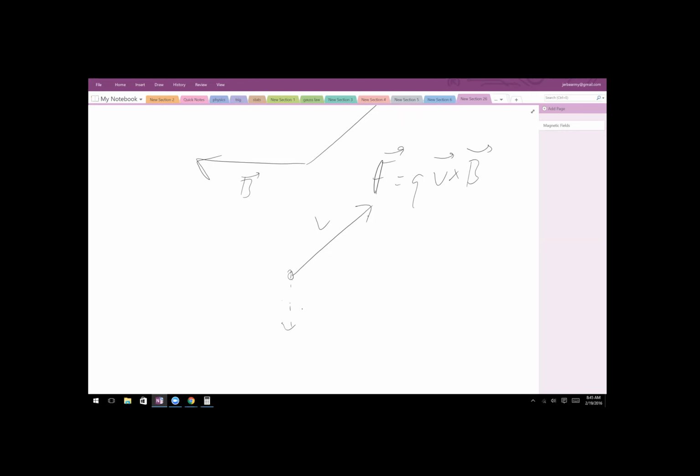Has to be perpendicular to both those guys, right? So, if it's perpendicular to the magnetic field, that means it's in the XY plane. So if it's perpendicular to V, there's only two options. It has to be going down like that, or it could be going up like that. I think it's going up. So one going up. What do you think, Cindy?